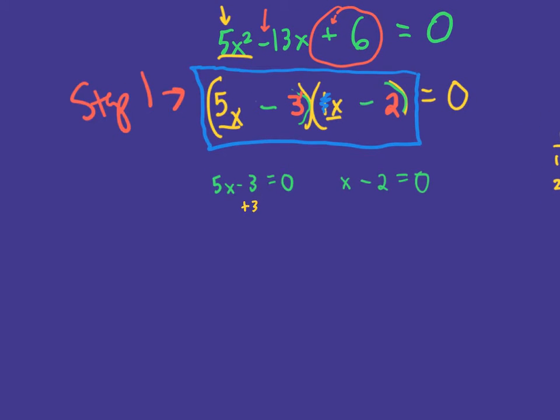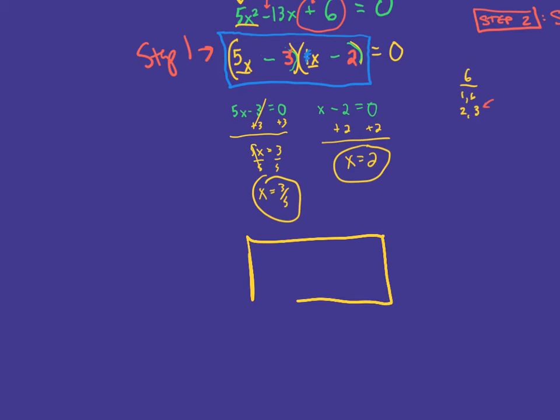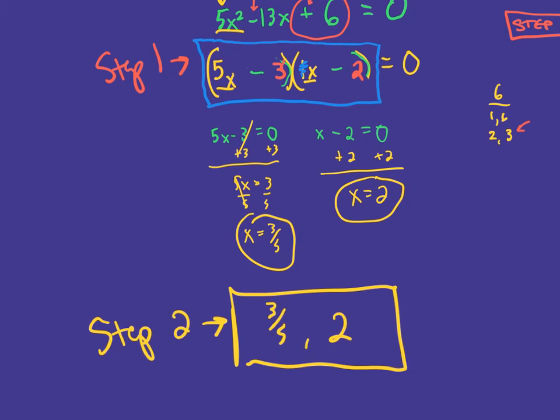So add 3. 5x equals 3, divide by 5. x equals 3/5. And then add 2. And by the way, for this box, you'll just enter those in with a comma, 3/5, comma 2. And that's basically how we're going to go through solving the rest of them. We'll get everything on the x squared side. We'll factor. The two parentheses that we factor will be your step 1, and then we'll solve it from there, setting everything equal to 0.